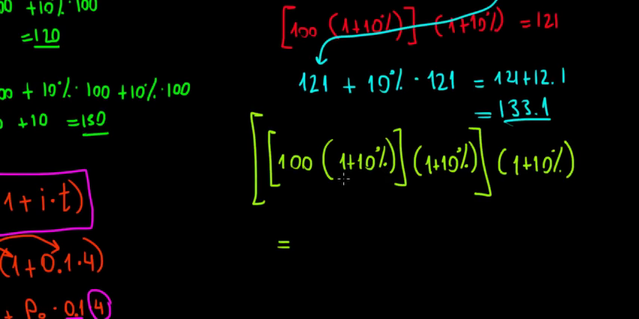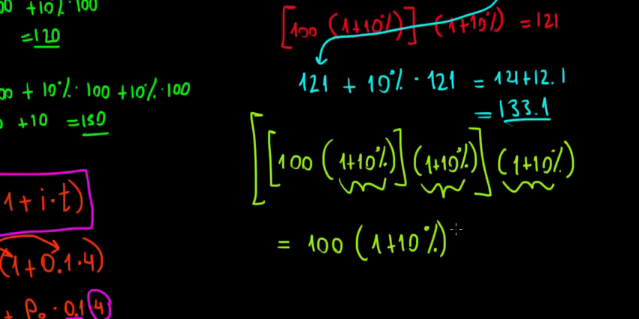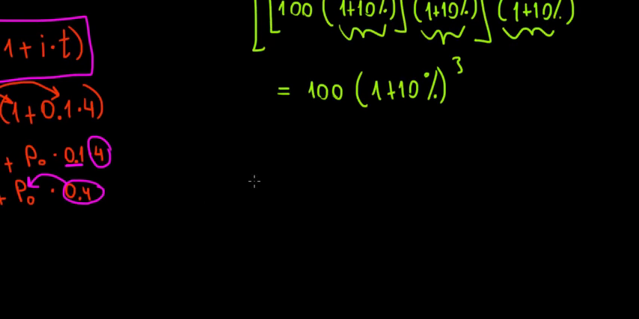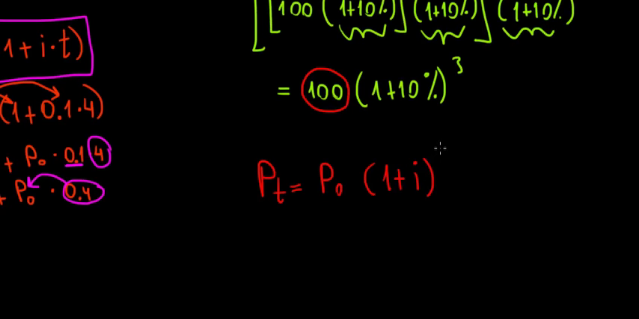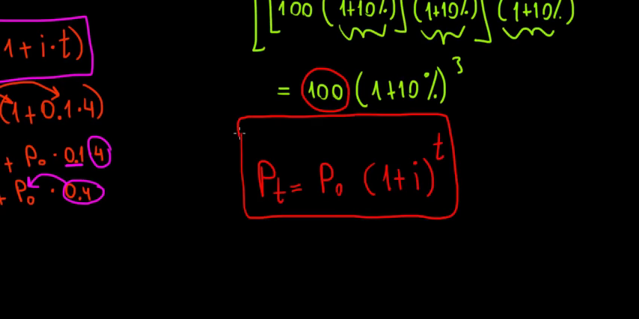Now, what do we do? We multiply 1 plus 10% 3 times, so that's 100 multiplied with 1 plus 10% to the power of 3. If we write this as a general formula, how would that look? Well, the payment at time t is equal to our initial payment, which is 100 in our case, times 1 plus our interest rate to the power of our number of periods, because we literally compound the interest every year. So we add interest upon interest. And this is the difference between compound interest, which I think is also more common than the simple interest.